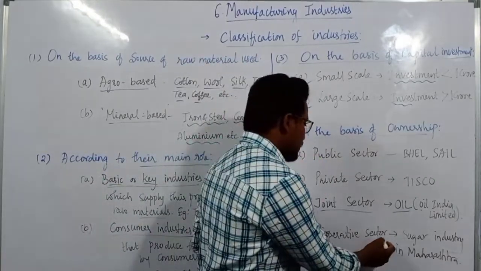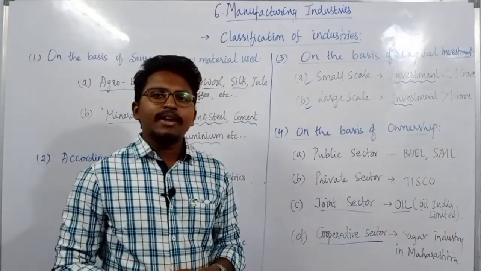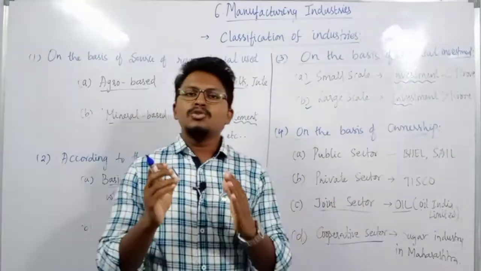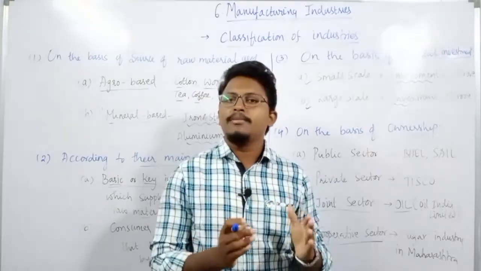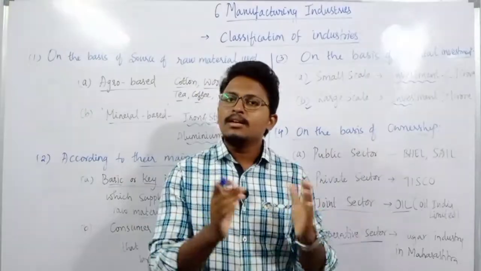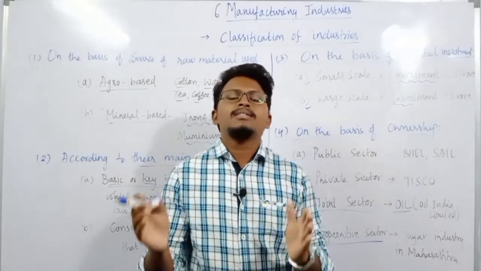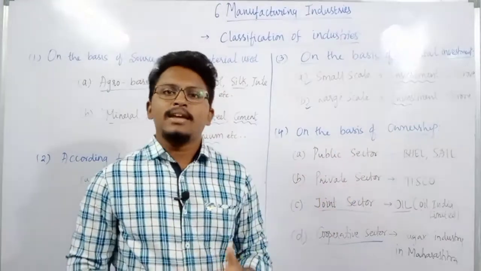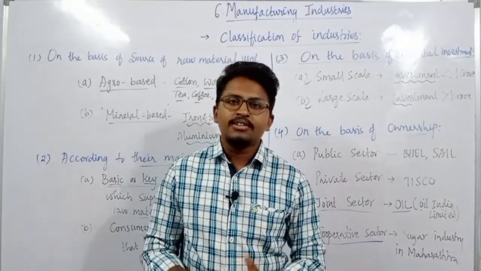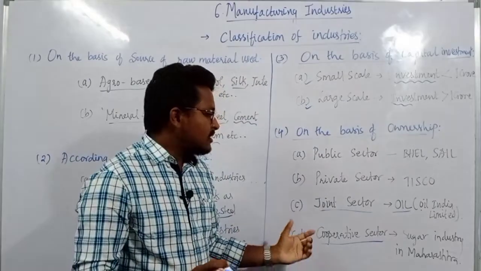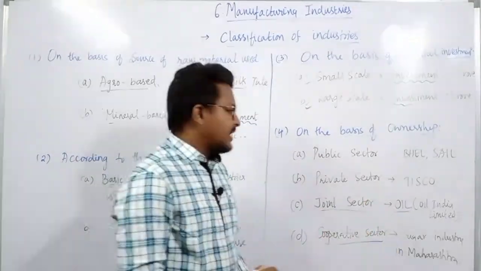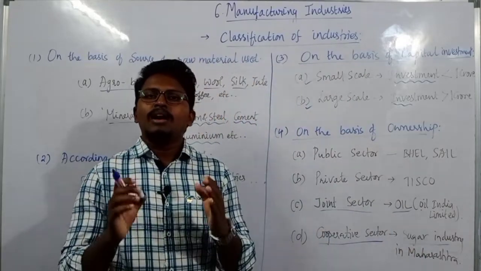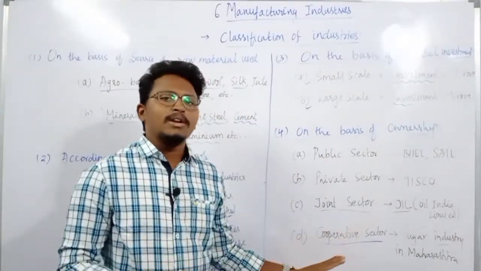Then the last one is the cooperative sector. What do we mean by the cooperative sector? The cooperative sector means those industries which are owned and operated by the producers of raw material or the suppliers of the raw material, or sometimes both these people together join to set up an industry and share the profits collectively. That kind of industries we call cooperative sector. The best example is sugar industries in Maharashtra, where you can find a lot of cooperative sectors.